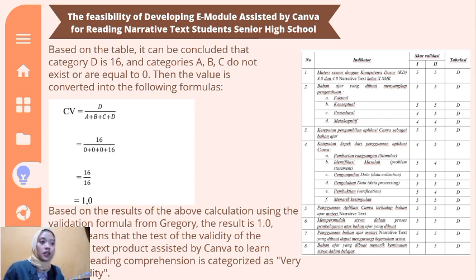Based on the result of the calculation using the validation formula from Gregory, the result is 1.0, which means that the test of the validity of the narrative text product assisted by Canva to teach students' reading comprehension is categorized as very high validity.